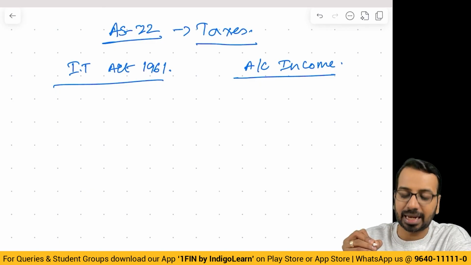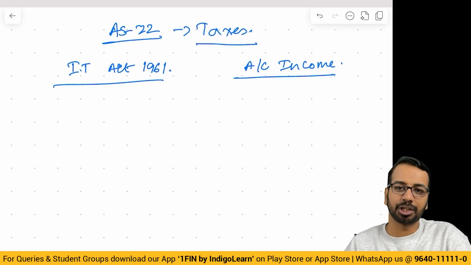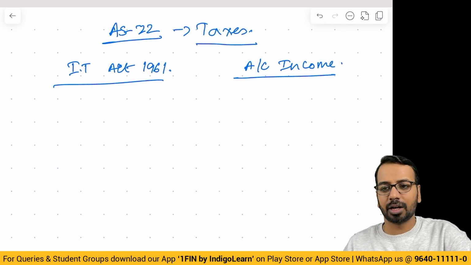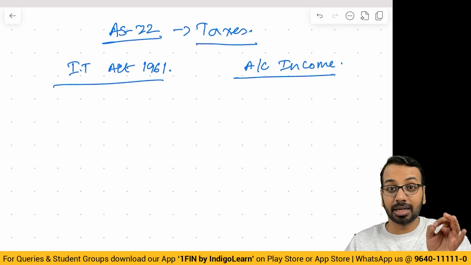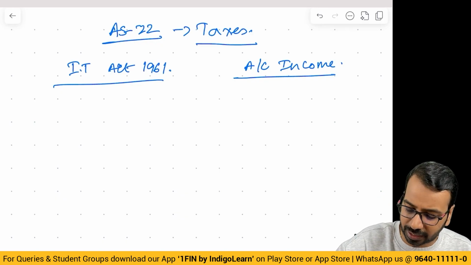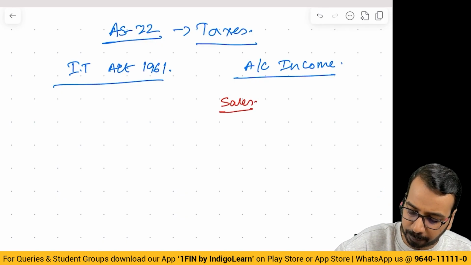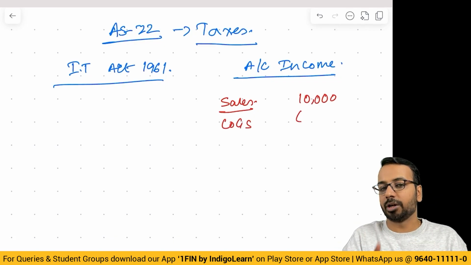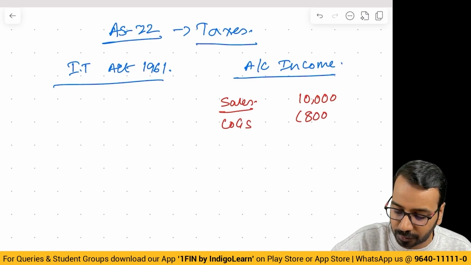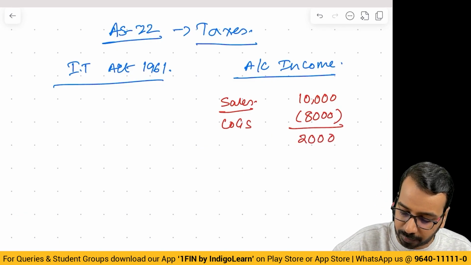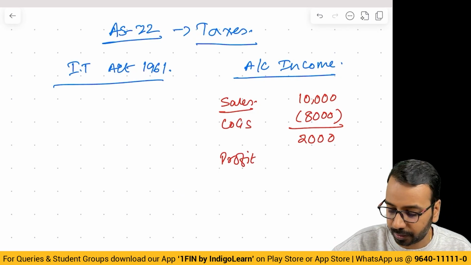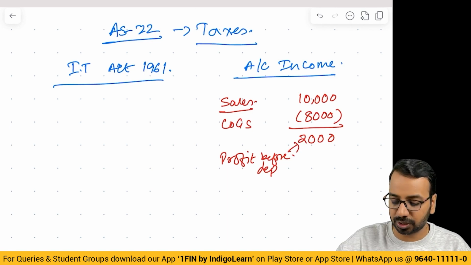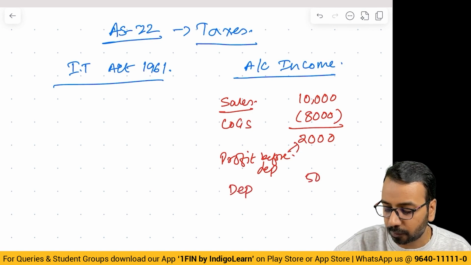As far as accounting income is concerned, we'll follow the schedules of the Companies Act and the accounting standards, we'll compute the expenses, and we will figure out how the income or expense has to be calculated. So you'll have some line items. Say for example, sales, I'll put one number, 10,000. Cost of goods sold, I'm not following a proper Schedule 3 format, this is just for understanding, 8,000. Assume this 2,000 is my profit before depreciation. Then let us say there is depreciation of 500.